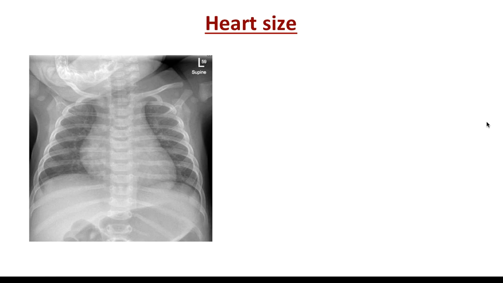So the first thing is to determine whether the heart size is normal or not. So how to measure heart size? The index which is commonly used to measure heart size is the CT ratio. So how do we calculate the CT ratio? We have to draw a line from the center of the thorax passing through the spinous processes of the vertebral column. We have to ensure that the film is not rotated, right?